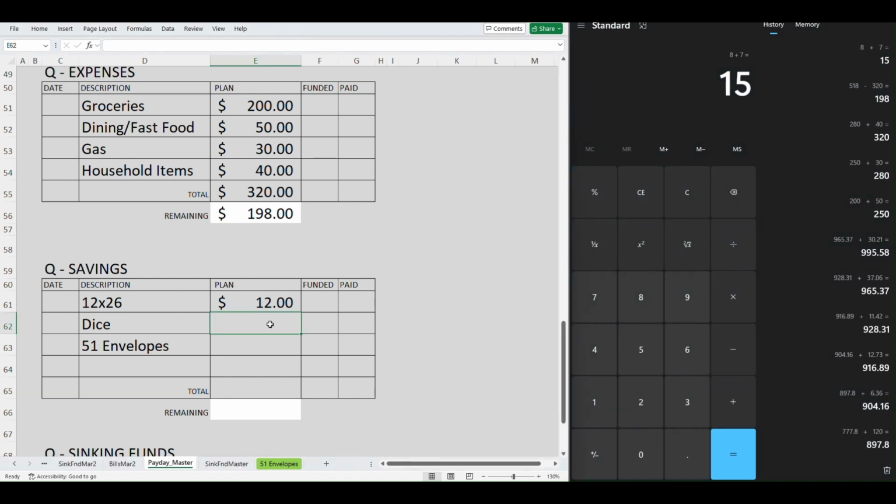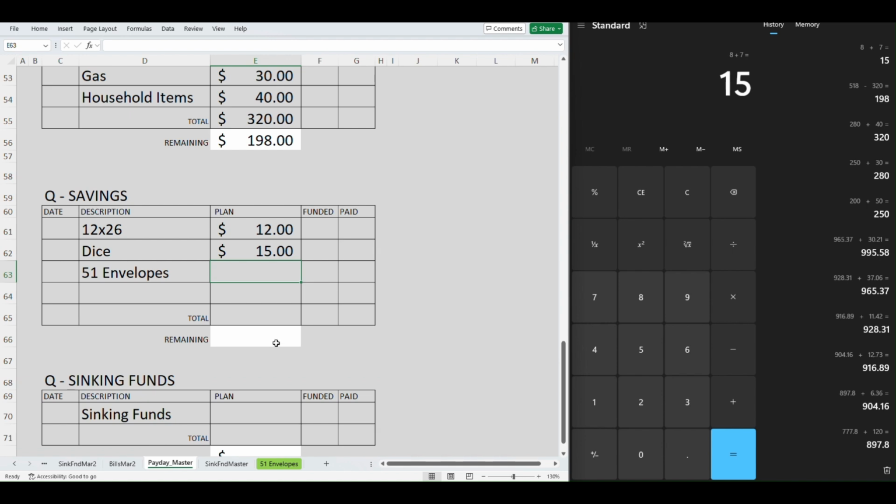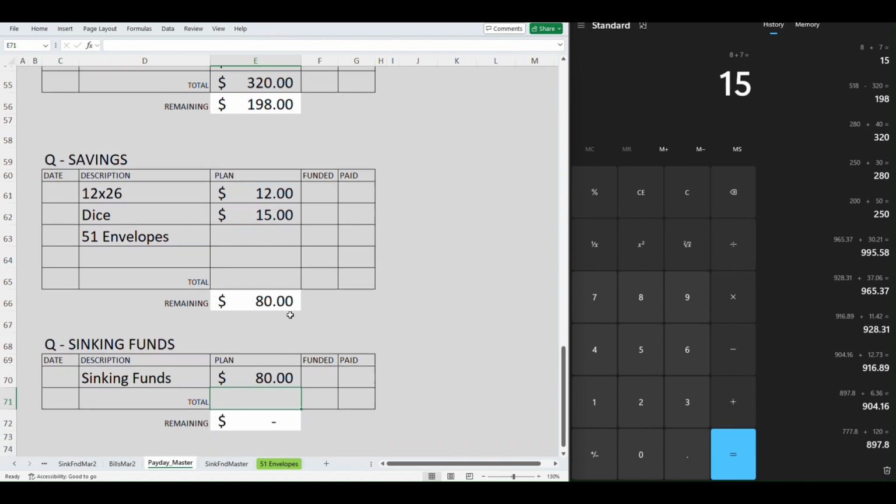And then the 51 envelopes, we'll figure that out. I know that I want to put $80 in sinking funds, so I want the remaining to be $80. And so let's take that 198 that's remaining that we know of minus the $80, of course, for the sinking fund, minus the 12 minus the 15. So that means I've got $91 that I can use for the 51 envelopes.